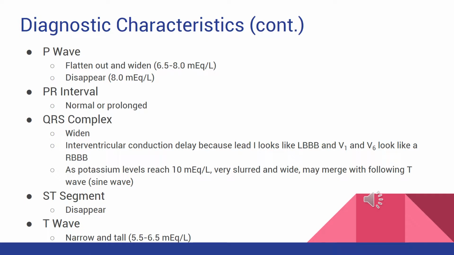As for the P wave, it will flatten out and widen at about 6.5 to 8.0 milliequivalents per liter, and once it gets beyond 8 milliequivalents per liter, it will start to disappear. The PR interval can either be normal or prolonged. It's not super affected by hyperkalemia.